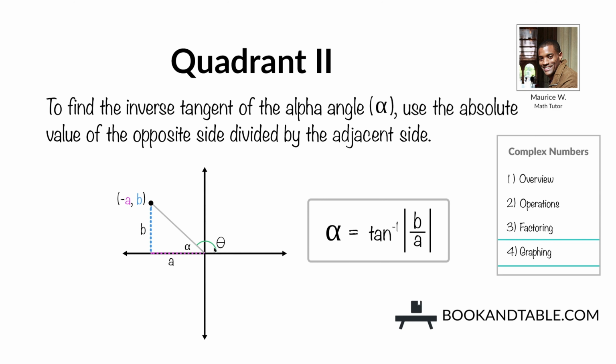Now, one more thing to note. To find the inverse tangent of the alpha angle, use the absolute value of the opposite side divided by the adjacent side. In the second quadrant, the real number will be negative, but when you're using the inverse tangent, we're referring to the lengths of the side. So although in the complex number the real number is negative, when we are calculating alpha, the adjacent side is going to remain positive, and the imaginary side will already be positive. All right, so ignore the negative for the real number when you're calculating the actual angle.